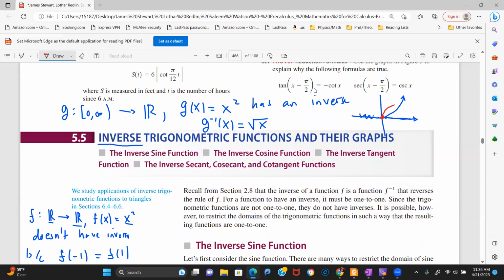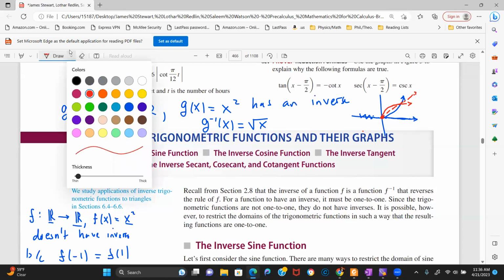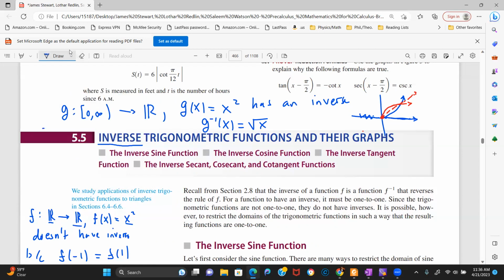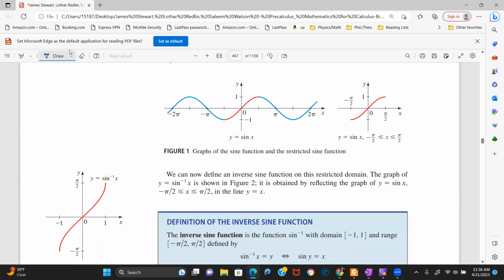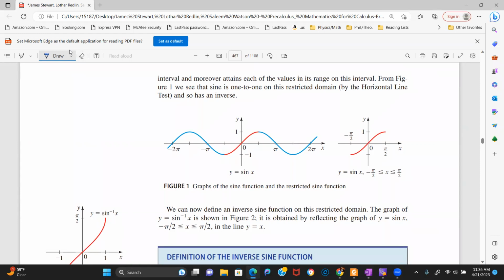That looks something like that. And there's this diagonal line, and they are reflections of each other over the diagonal line. So to be invertible, you have to really specify the rule and the set, which will be your domain for the rule.